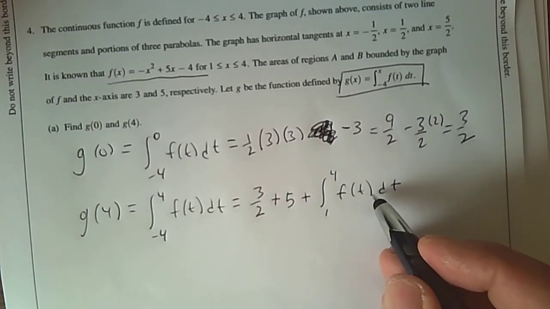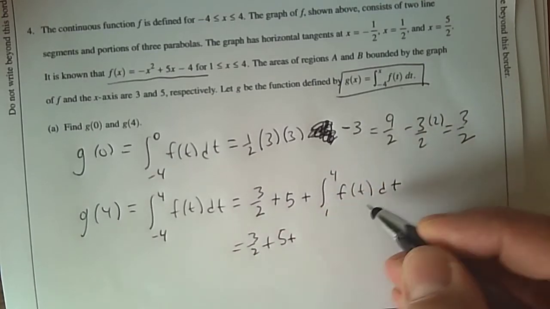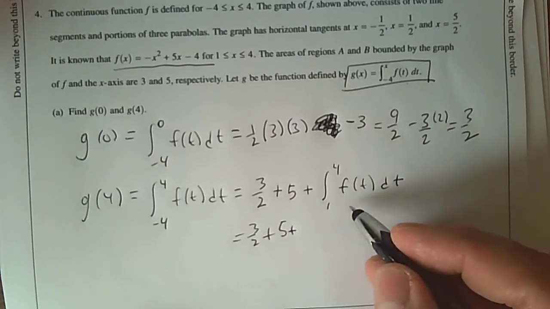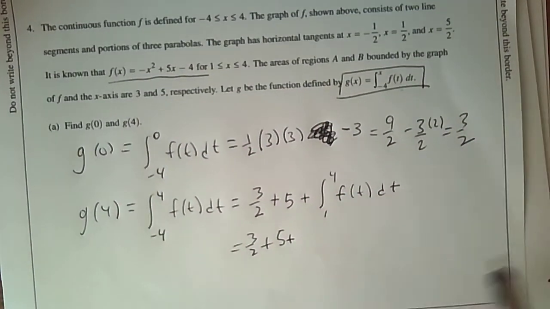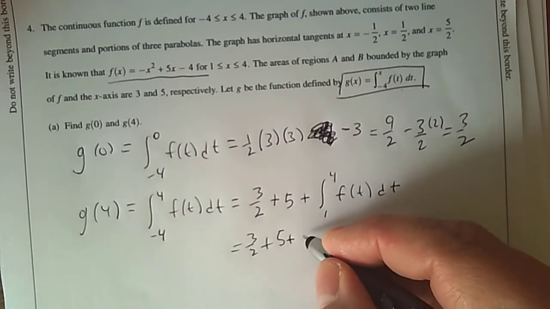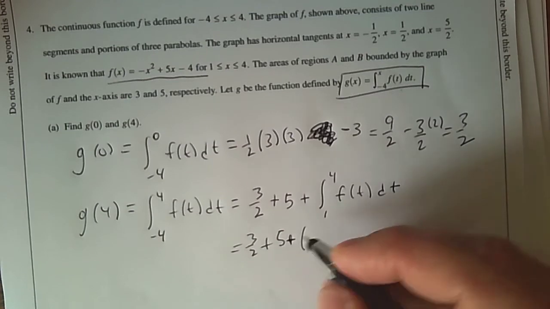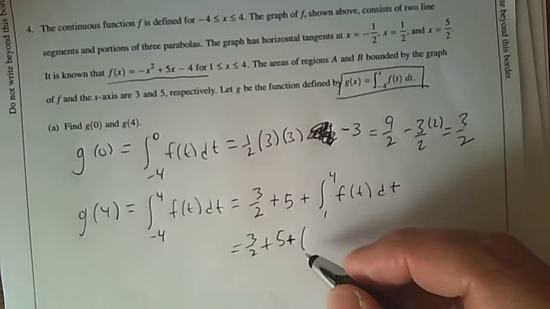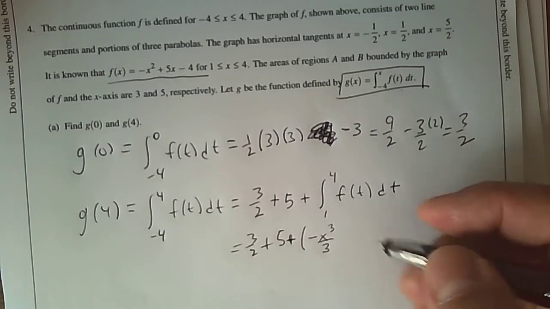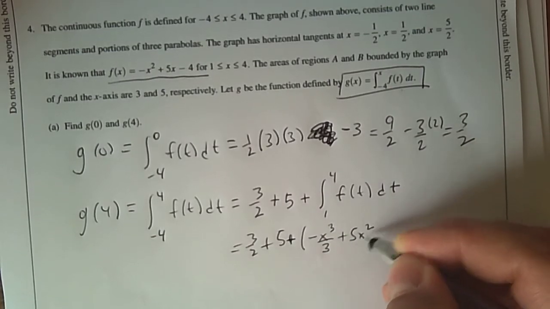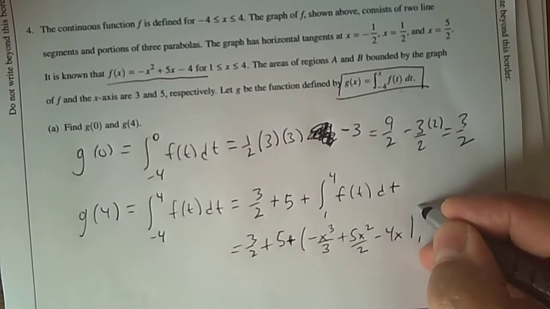And this one's going to take a little bit more time. So we have 3 over 2. We have 5. In order to do this, we're not going to do it off the graph, but with the equation. Now we're told what f is in that area. It's -x squared plus 5x take away 4. So I know whatever answer it is, it's going to be a positive area. I'm just going to use parentheses to help separate it. Can you integrate this? So -x squared is going to be -x cubed divided by 3. 5x is 5x squared divided by 2. And -4 becomes -4x, and you're integrating from 1 to 4.